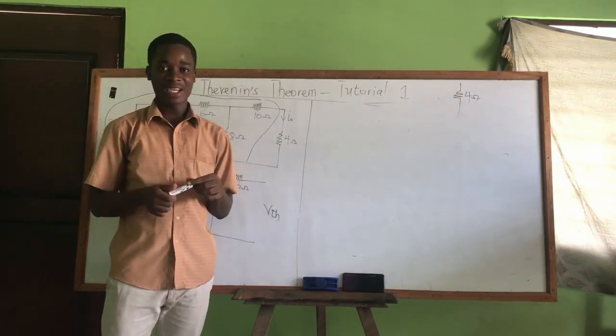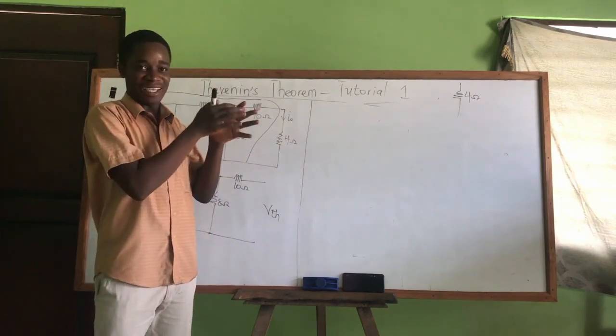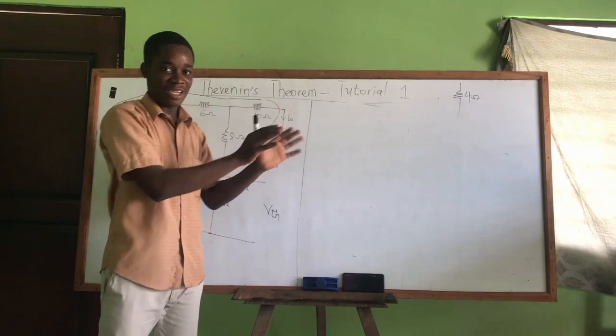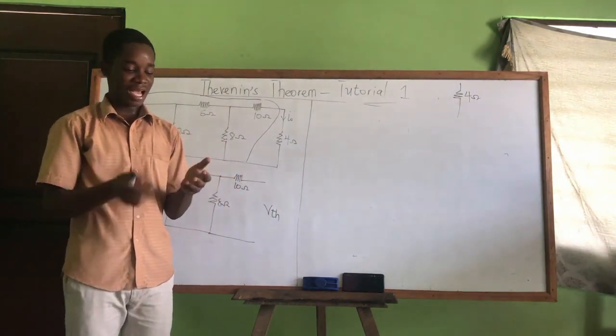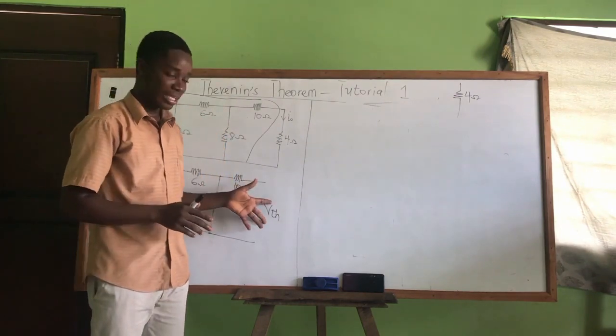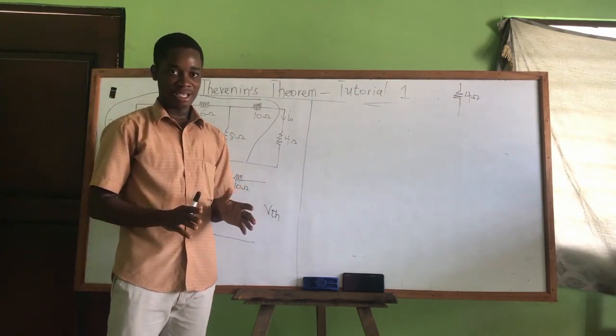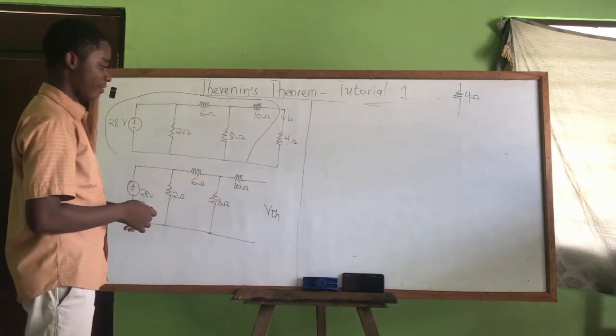So for the method or approach you use to get the Vth, we don't have a specific Thevenin approach. Thevenin is all about finding Vth and Rth. You can use any approach, whether series, parallel, node voltage, or mesh, to get your Vth. Just know that your Vth should be correct. So let's see how you can find Vth.